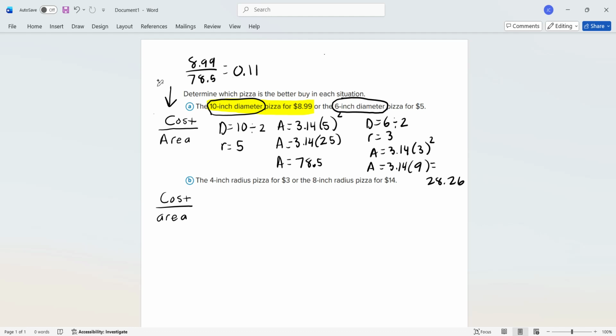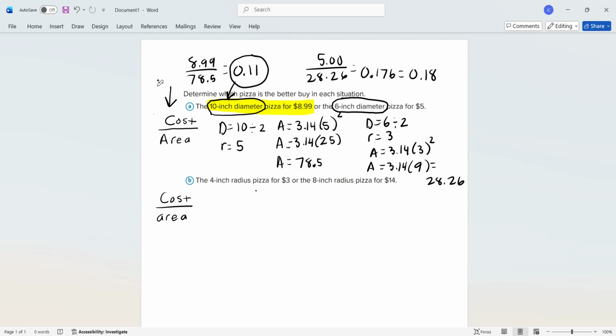Just like before, I know cost divided by area is how I solve this. So I take my cost, which is $5, and divide that by 28.26. When I do 5 divided by 28.26, I end up with 0.176. If I round that to the nearest hundredth, I get 0.18. So when I compare the two and ask what's the better buy, I'm looking for the cheapest one. Is 11 cents cheaper or is 18 cents cheaper? Well, I know 11 cents would be cheaper. So the better buy would be the 10-inch pizza.